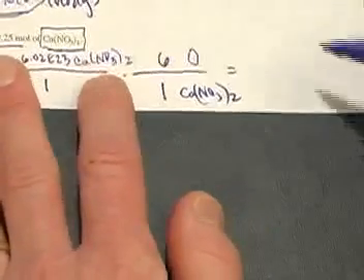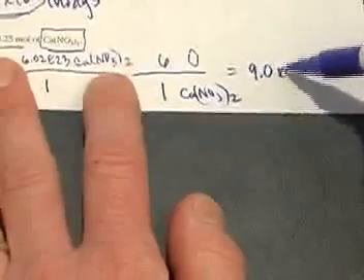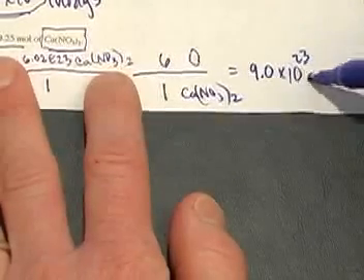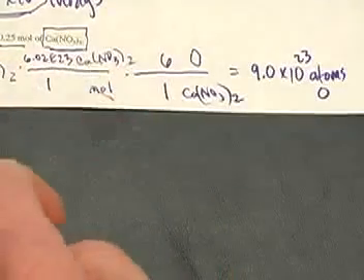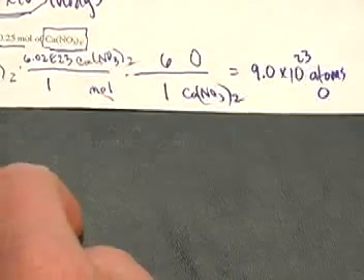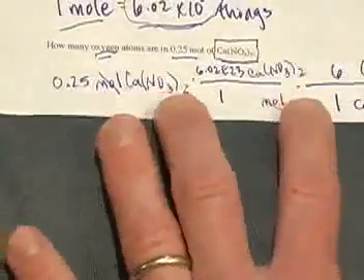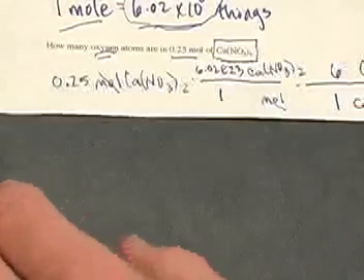Now if I multiply those together, it turns out that this equals 9.0 times 10 to the 23rd, and you can go ahead and pause and try it on your calculator right now and see if you end up with 9 times 10 to the 23rd oxygen atoms in 0.25 moles of CaNO3. Moving on to the next page.